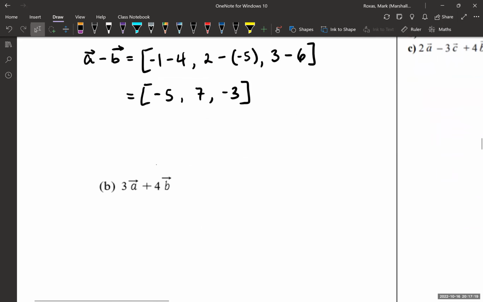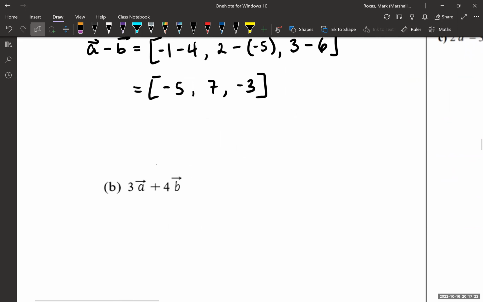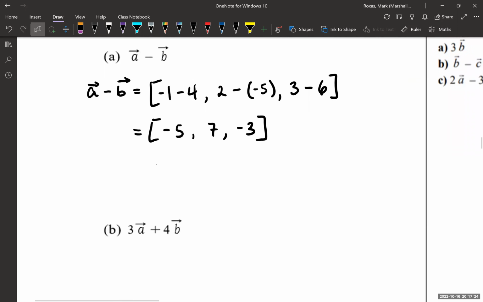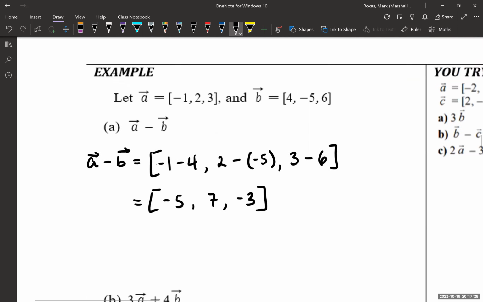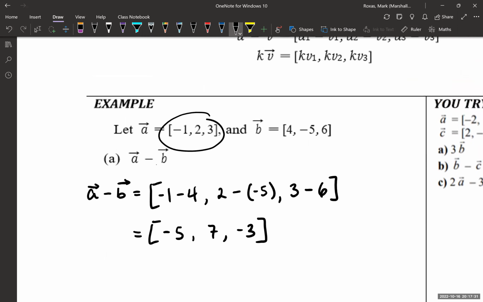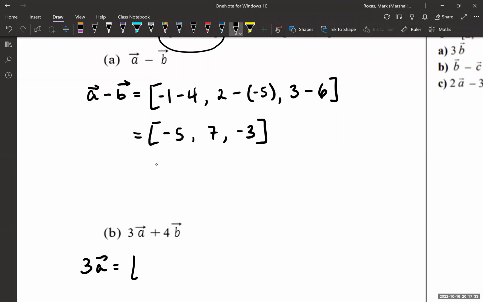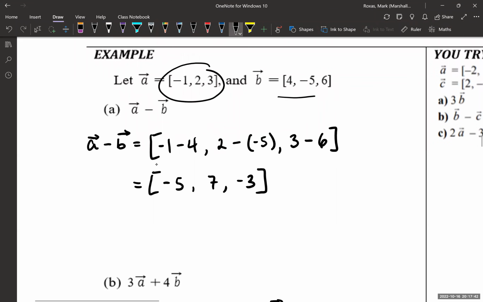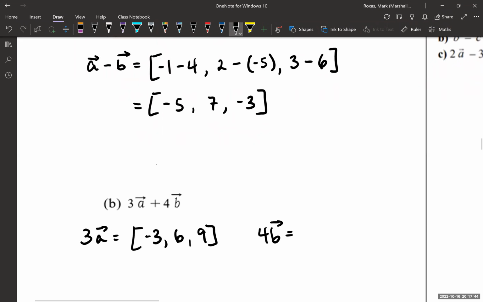What if we had scalar multiplication? Same thing, we just now have a third component, right? So what is 3A? So 3 times vector A would just be taking all the components of vector A and multiplying them by 3. So we have -3, 6, and 9. And 4 times vector B would just be taking vector B, here it is, 4, -5, and 6, and multiplying them by 4. So 4 times 4 is 16, -5 times 4 is -20, and 6 times 4 is +24.